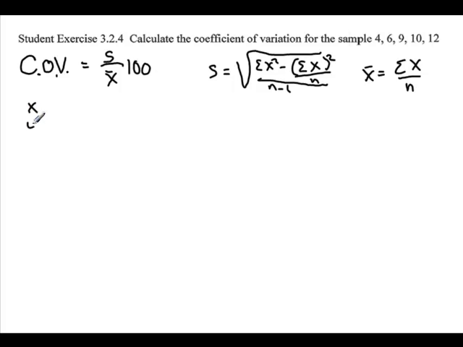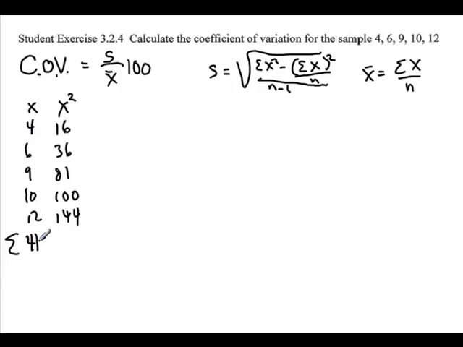So for x, it's 4, 6, 9, 10, and 12. For x squared, it's 16, 36, 81, 100, and 144. Let's add these up and see what we get. So literally, I'm doing this out here with my calculator along with you. For x, I get a sum of 41.